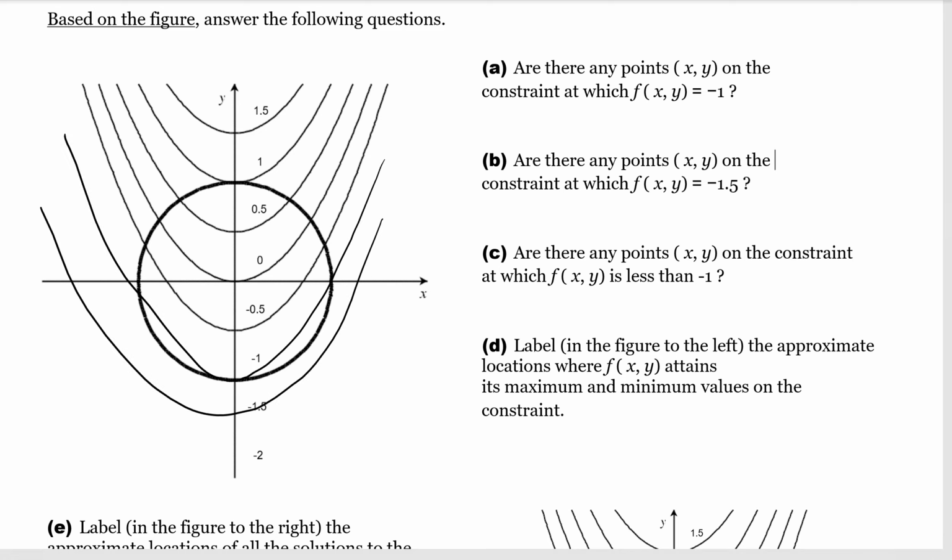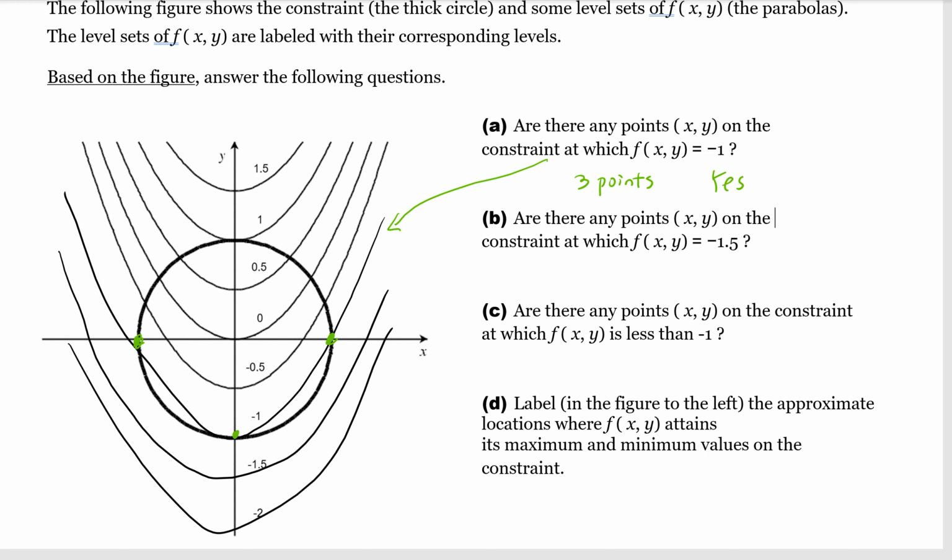Okay, so let's start. Minus 1 is right here. Are there any points on the constraint at which f equals minus 1? Yes. How many points? We have this one, and this one, and this one. So yes, there are 3 points.